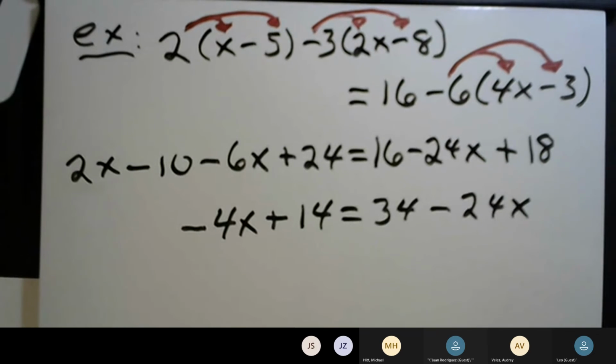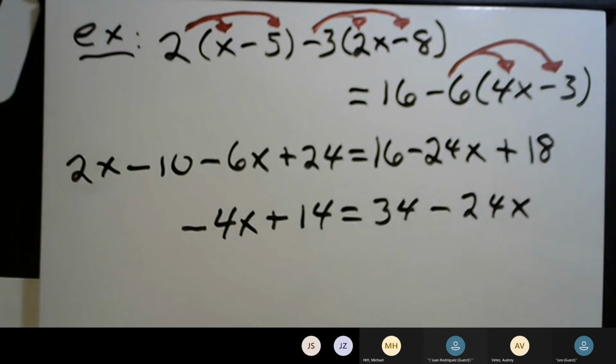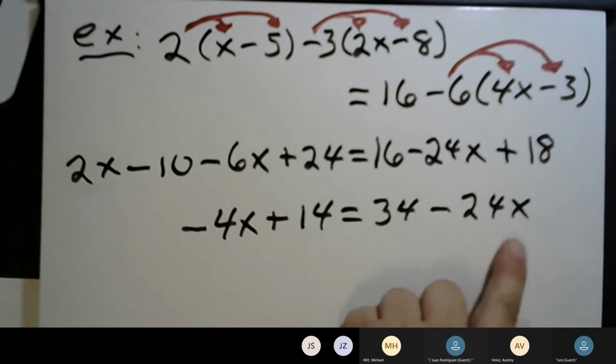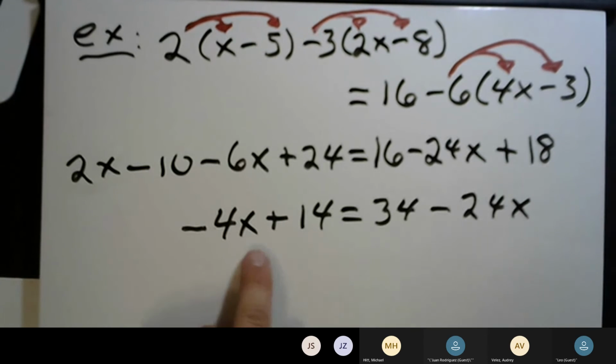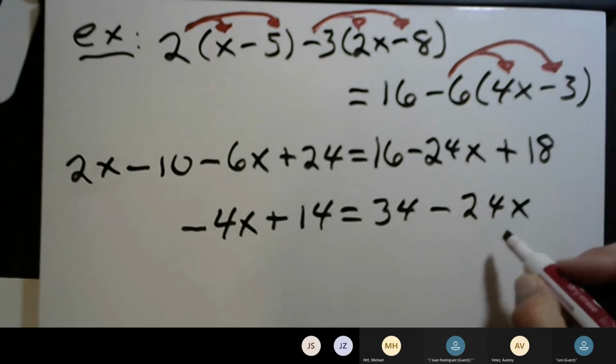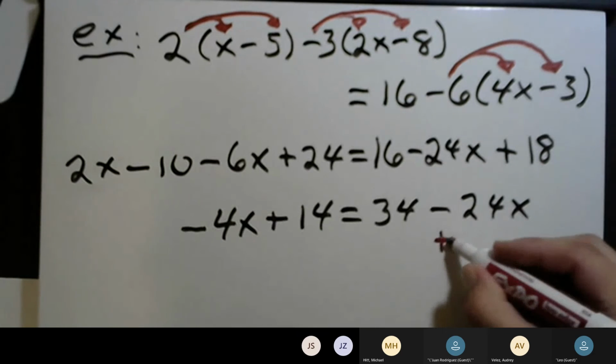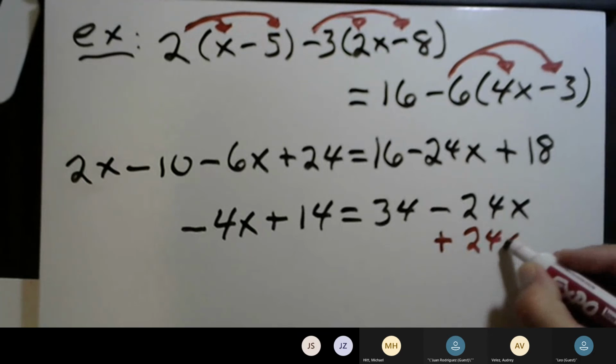Now, this is an unusual situation. In the past, it always worked out that x was on one side. Now you've got x on both sides. So what can we do? We need to cancel x on one side. So there's only an x on the other side. So how could we cancel? We do the opposite. So if they're subtracting 24, the opposite of subtraction, addition. We add 24.